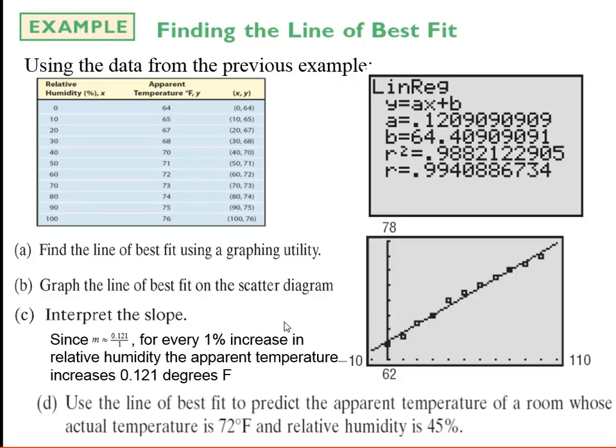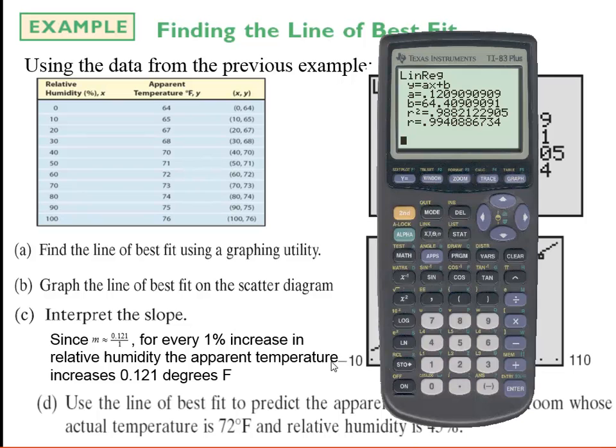All right, and then letter D said use the line of best fit to predict the apparent temperature of a room whose actual temperature is 72 degrees and relative humidity is 45%. The way I'm going to do this on my calculator, notice that what they're giving me here is the X value of 45% humidity. So if I go back to my graph, I'm going to just trace, and I'm going to punch X equals 45. Oh, before I do that, notice that up here in the left-hand corner, it's tracing the ordered pairs. I don't want to trace the ordered pairs.